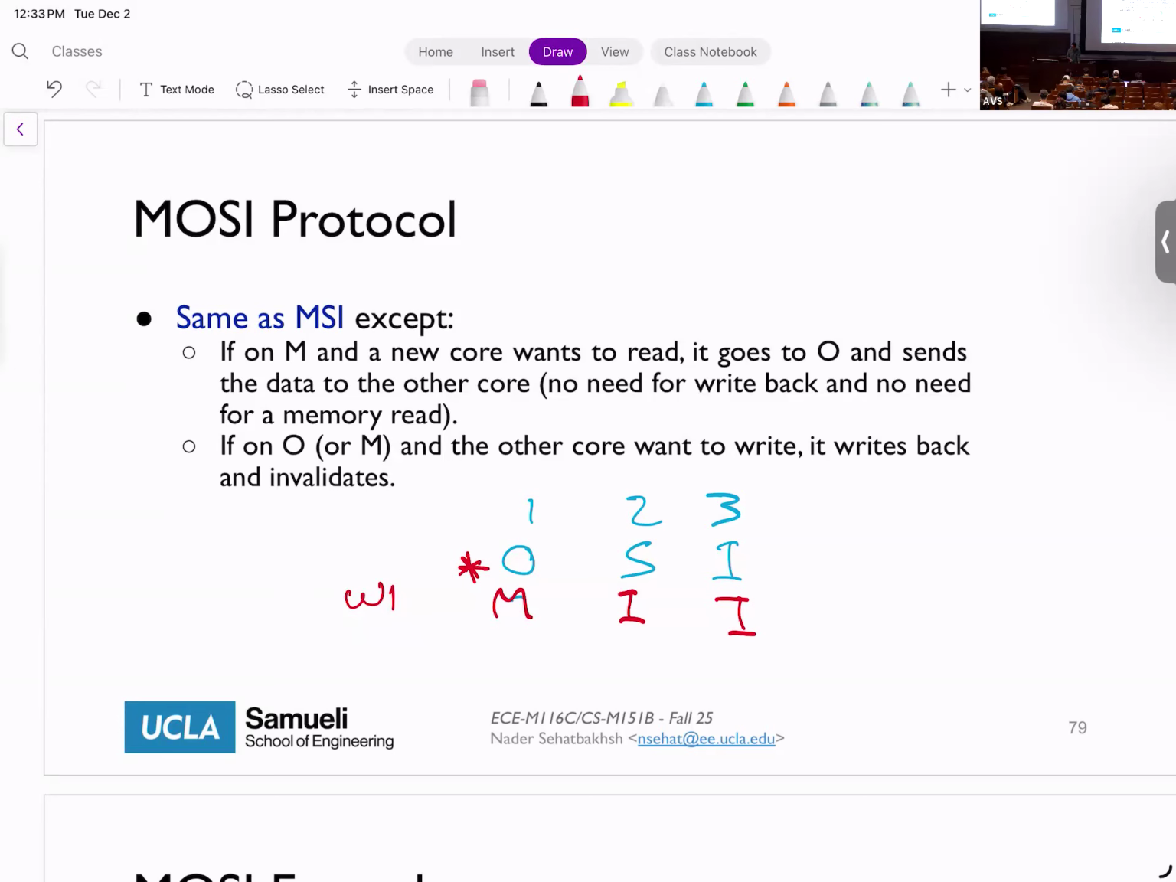You mean this scenario like this, right? So you're asking when does that write back happen?